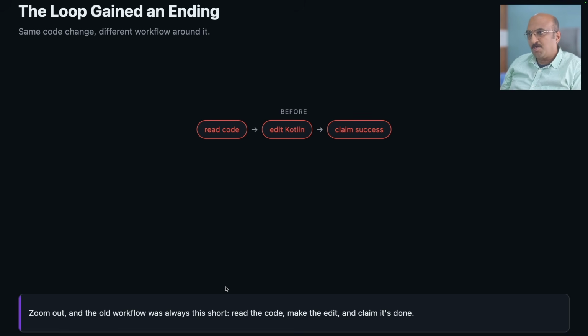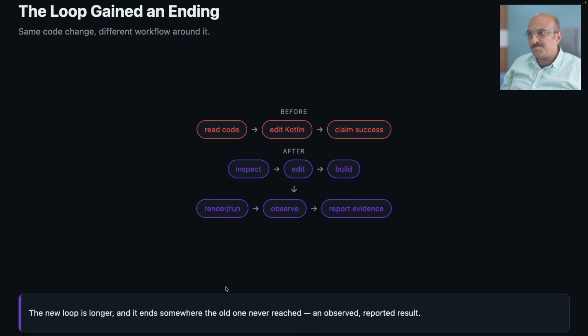Before, you used to read the code, edit the Kotlin code, and then the agent used to claim success. But now, because Android CLI has been introduced, the agent edits and builds, and in between it has a toolchain available to it, using which it can check what rendering is happening, what is actually running, and observe the difference between before and after, and then report back to the developer along with the evidence. That is the major change that has happened.